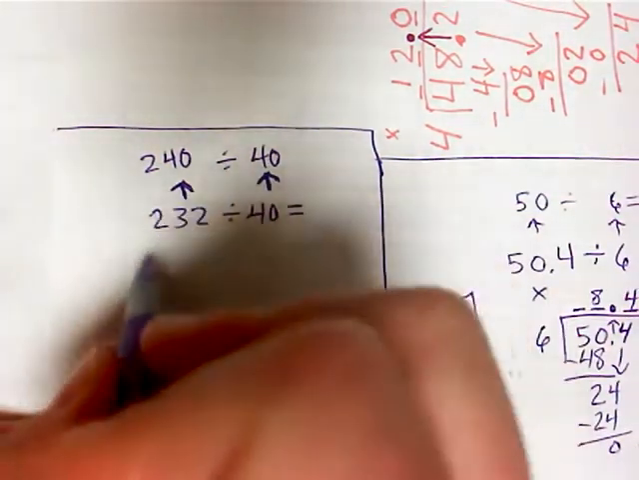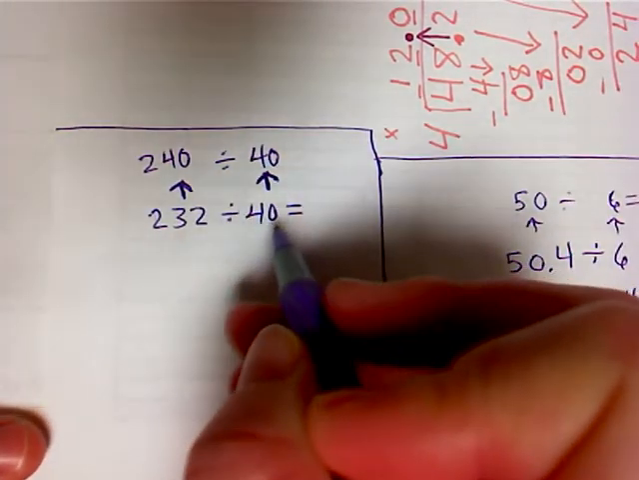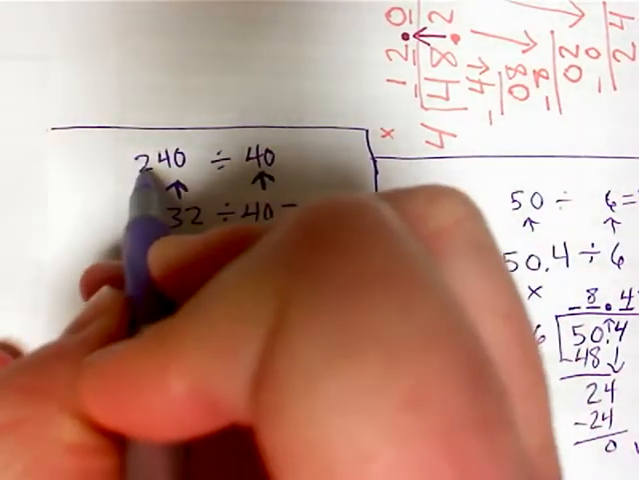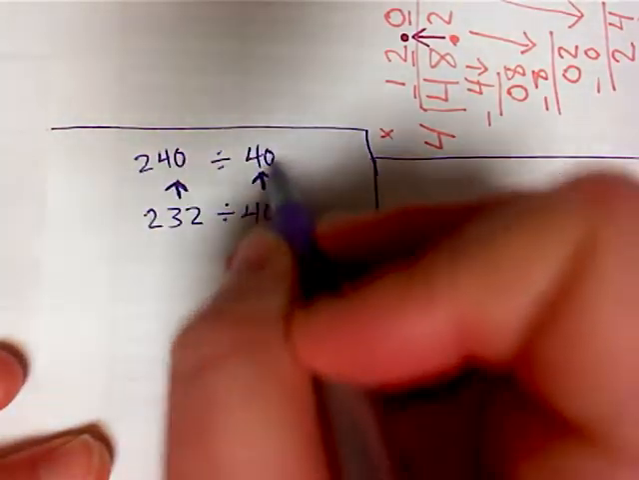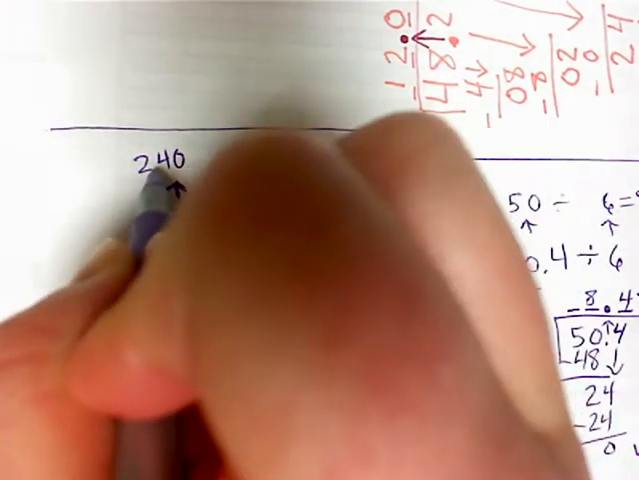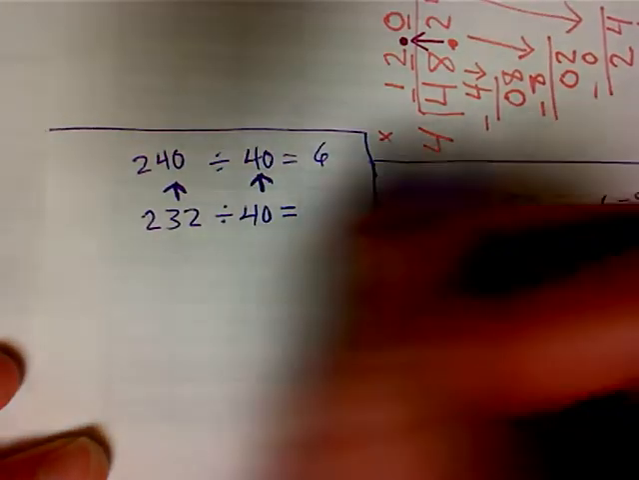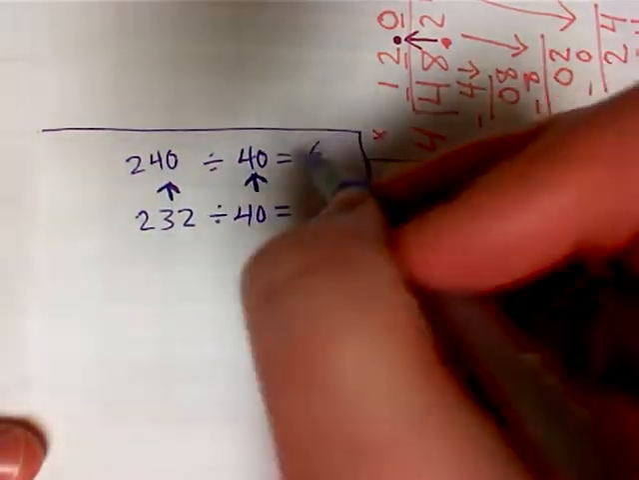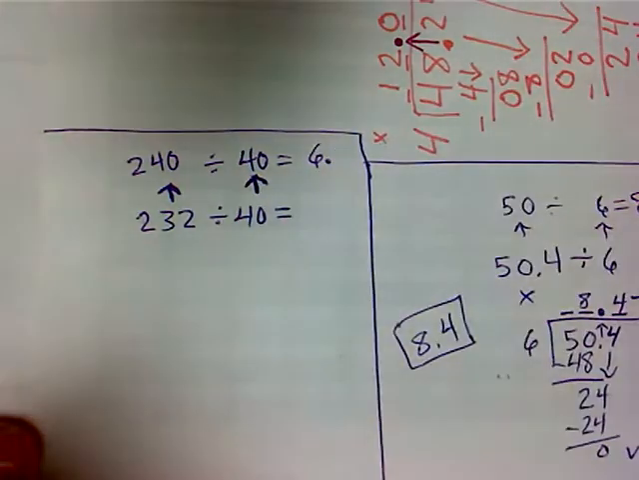All right, so for this one, we're going to do 232 divided by 40. Okay, I did my quick estimate up here. 232, I picked 240 because I know that 4 times 6 gets me 24. So I'm thinking if I do 40 times 6, that might be about 240. So my answer should be about 6 wholes.